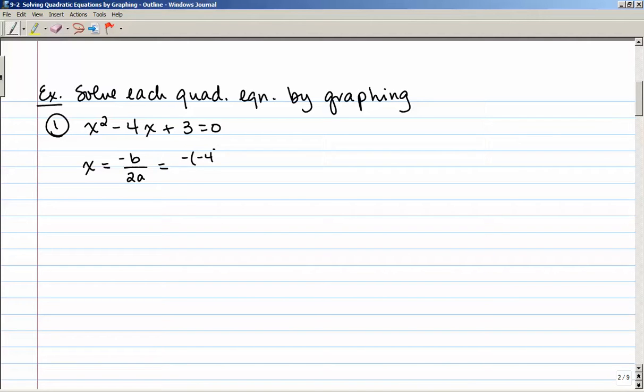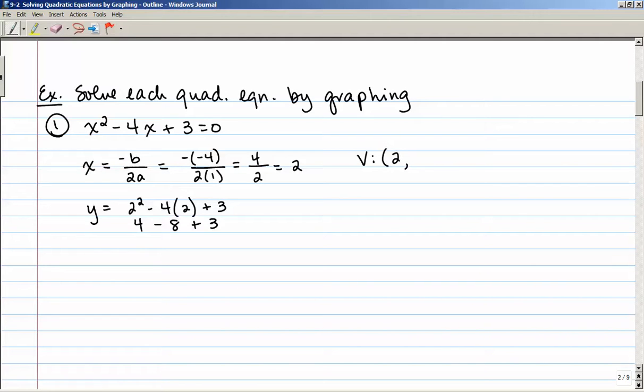So negative negative 4 over 2 times 1 gives me positive 4 over 2, or 2. So that's the x of my vertex. So for my vertex, I now know what x is. To find y, I'm going to plug that in and see what I get. So my y is going to equal 2 squared minus 4 times 2 plus 3, or 4 minus 8 plus 3, or negative 1. So my vertex is the point 2, negative 1.